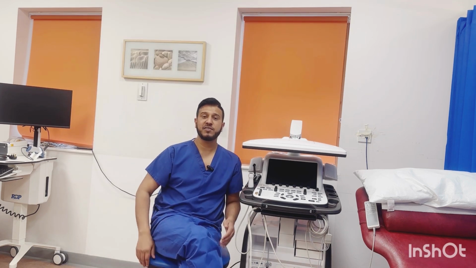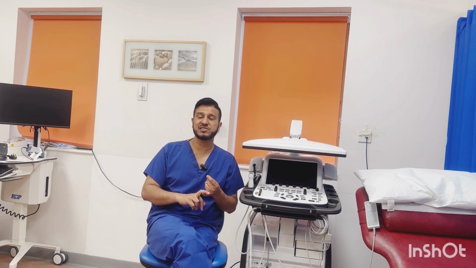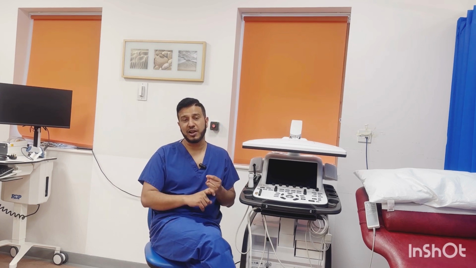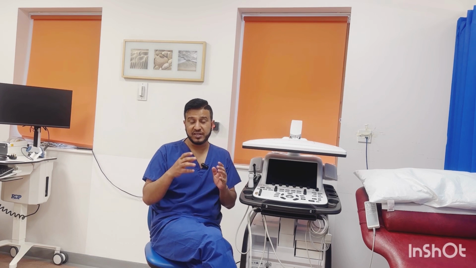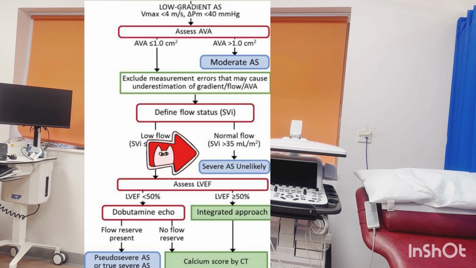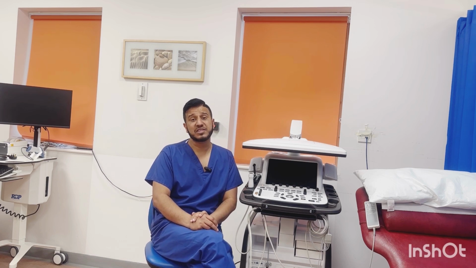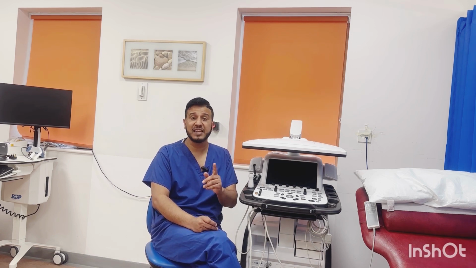So if a patient has a stroke volume of more than 35, and a mean gradient of less than 40, and a valve area less than 1, the guidelines say that aortic stenosis is likely not to be severe and should be reported as moderate range. Now we come to the other way, which is the stroke volume less than 35.